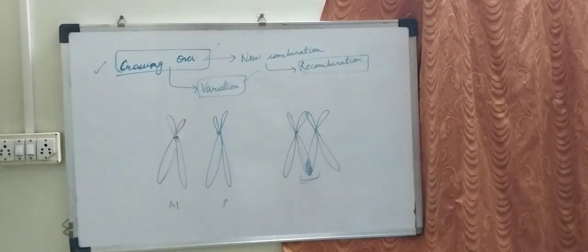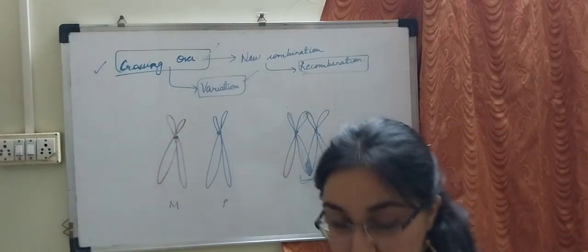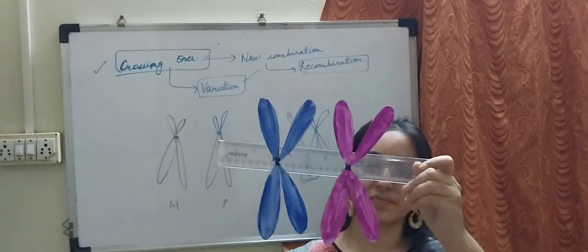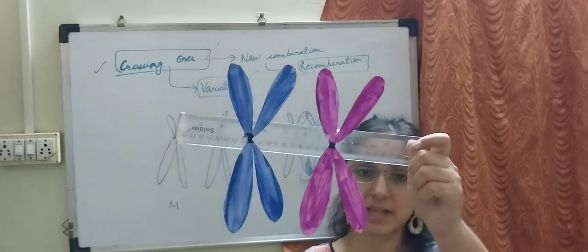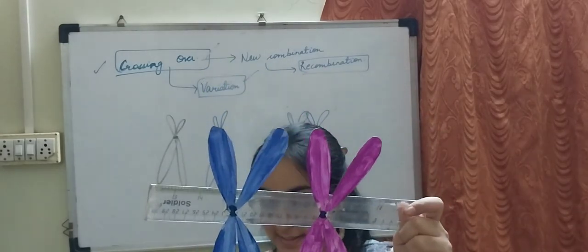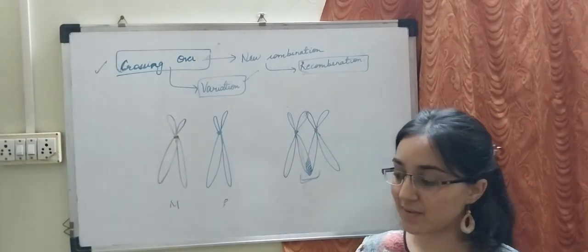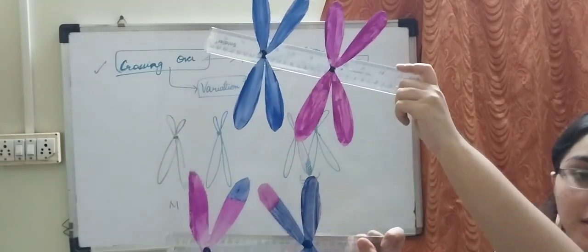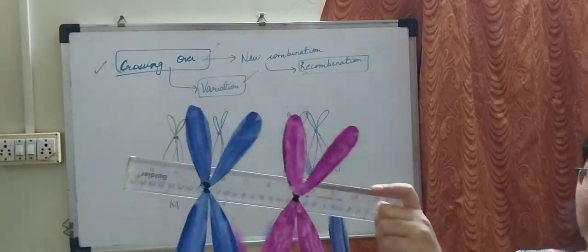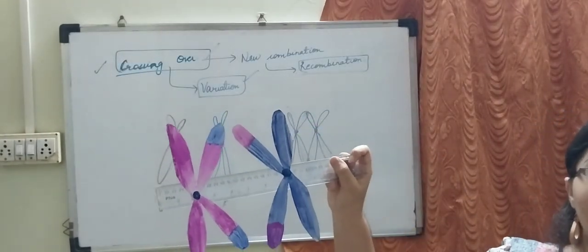I will show you crossing over with the help of this model. Okay, so this is crossing over. First they will pair in meiosis 1, both the homologous chromosomes will pair. Afterwards, as they pair, they will attach like this. Then there will be this thing. So this was the first condition, and this is the next condition. See, this was just pairing and holding each other, and then there will be crossing over.